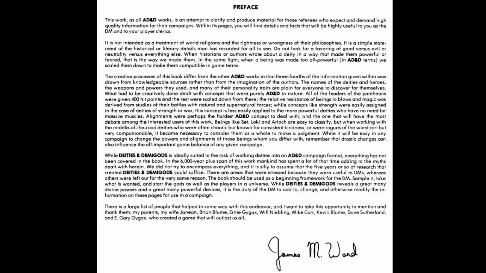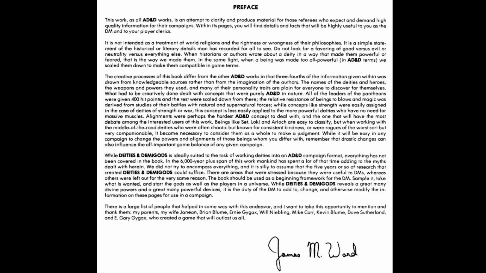Sample it. Take what is wanted, and start the gods as well as the players in a universe. While Deities and Demigods reveals a great many divine powers and a great many powerful devices, it is the duty of the DM to add to, change, and otherwise modify the information on these pages for use in a campaign.